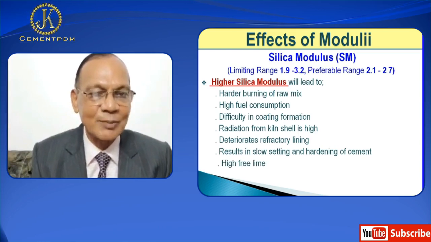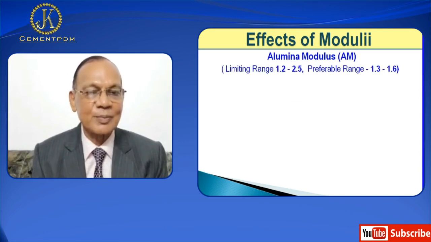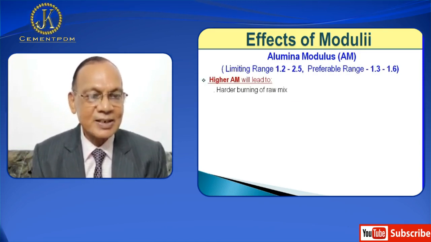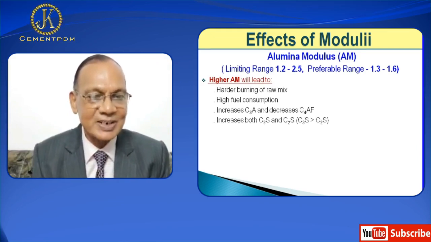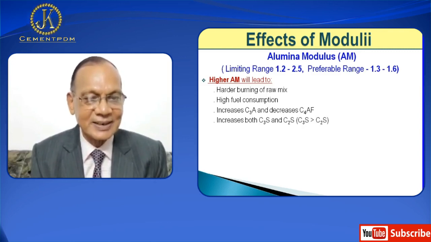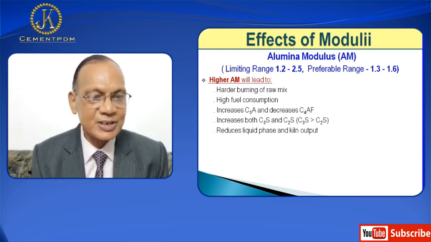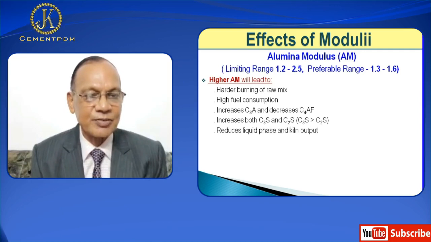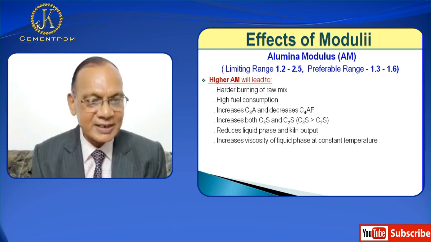Next is high alumina modulus, AM. Higher AM results in harder burning of raw mix, high fuel consumption, C3A gets increased, C4AF gets decreased. Because of high alumina modulus, both C3S and C2S increase, and C3S will increase more as compared to C2S. It reduces liquid phase and kiln output, and increases viscosity of liquid phase at constant temperature.